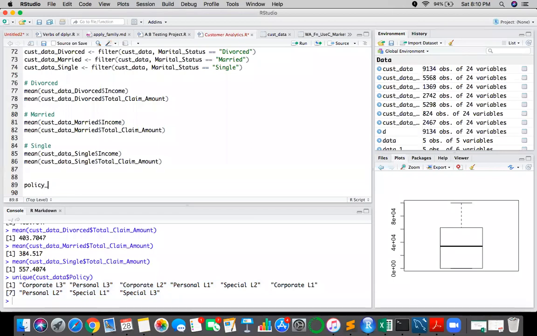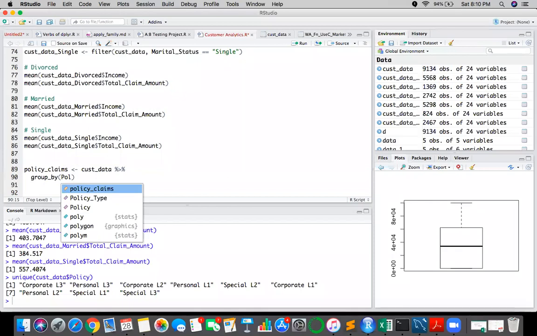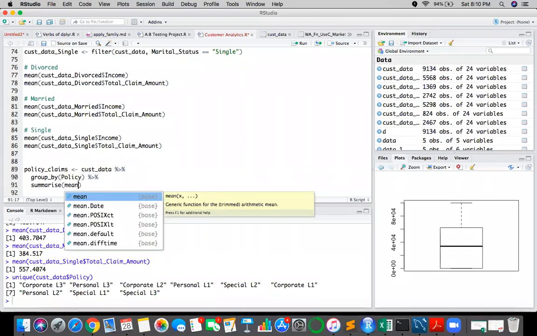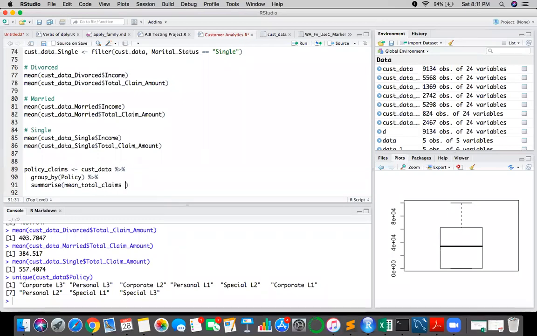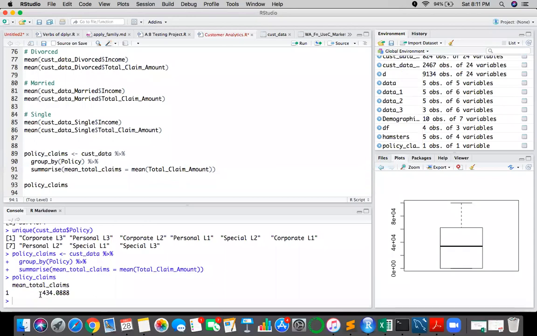Okay, policy claims. Group by policy. Summarize. Mean of claims, mean total claims. Okay, so I did a pipe function and let's run this. What is the output? I did group, so it gave me a total mean.